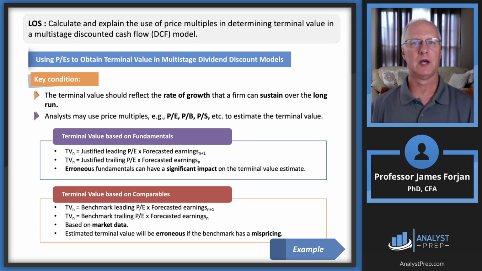All right, how about explain the use of price multiples in determining terminal value? Well, terminal value is just some kind of a future value. So it should reflect the rate of growth that a firm can sustain over the long run. So we can use any of those price multiples to estimate the terminal value. Let's just take two quick ones here. Terminal value based on fundamentals, we can take the justified leading PE ratio times the forecasted earnings. Or on comparables, we can take the benchmark PE ratios times those forecasted earnings.